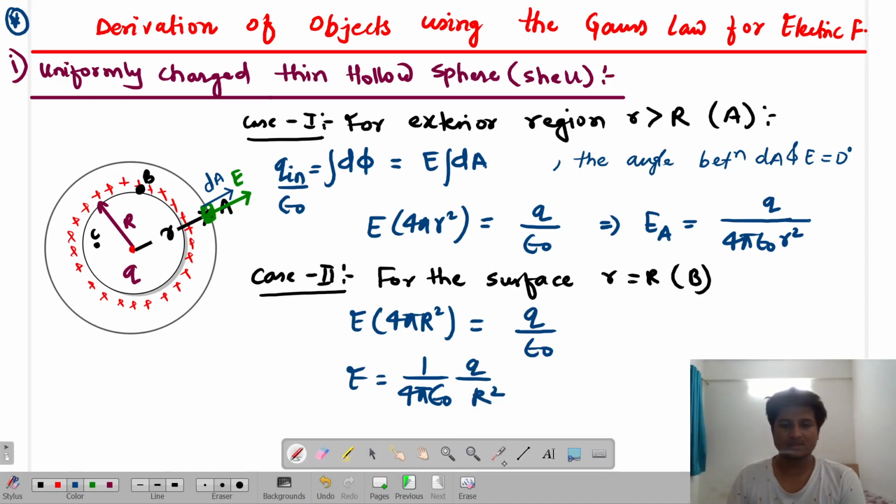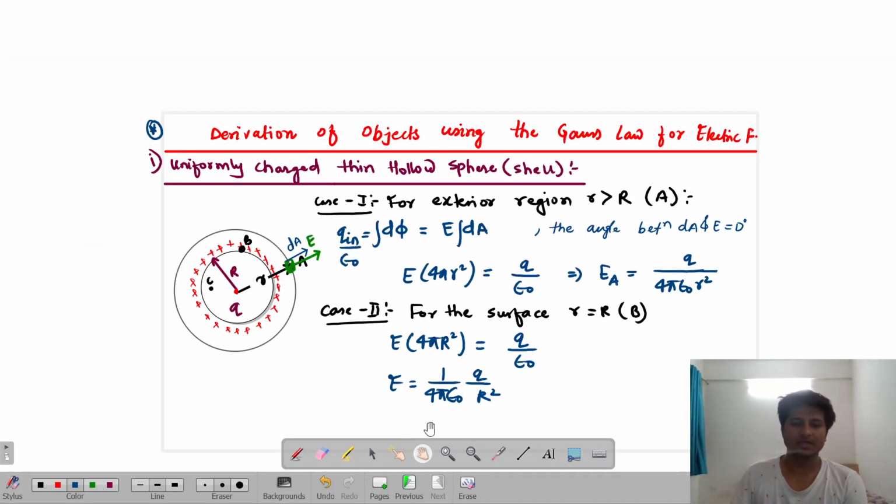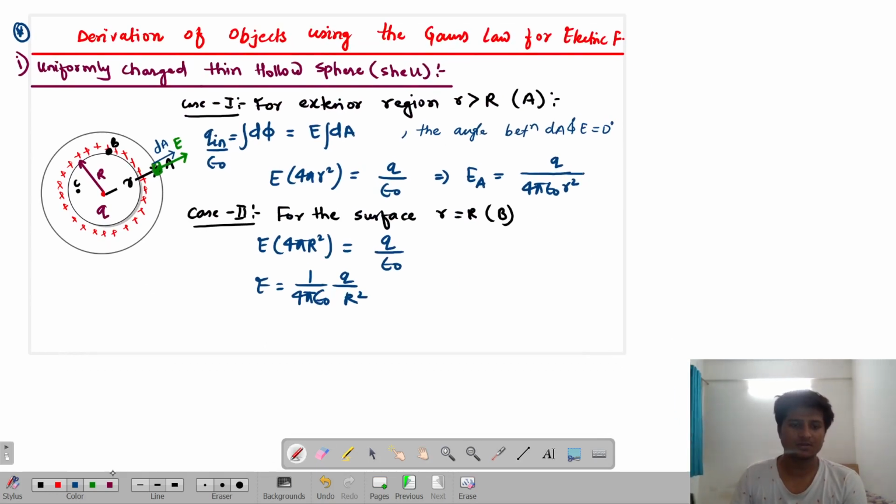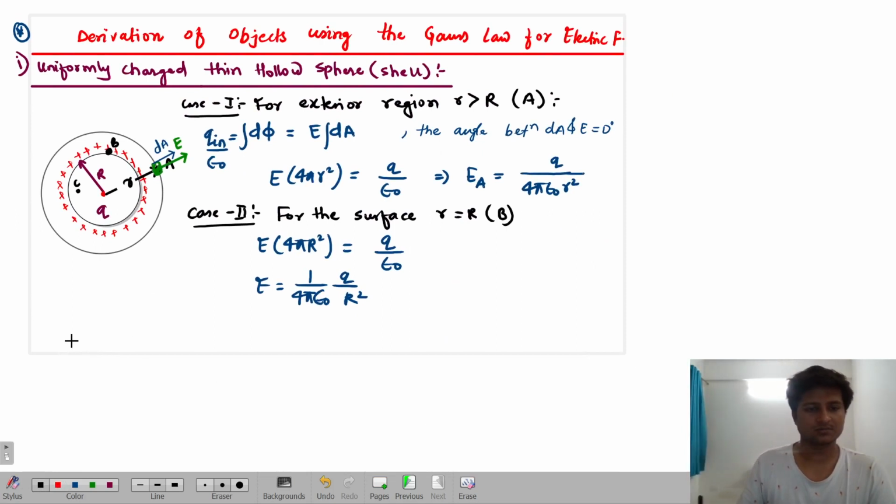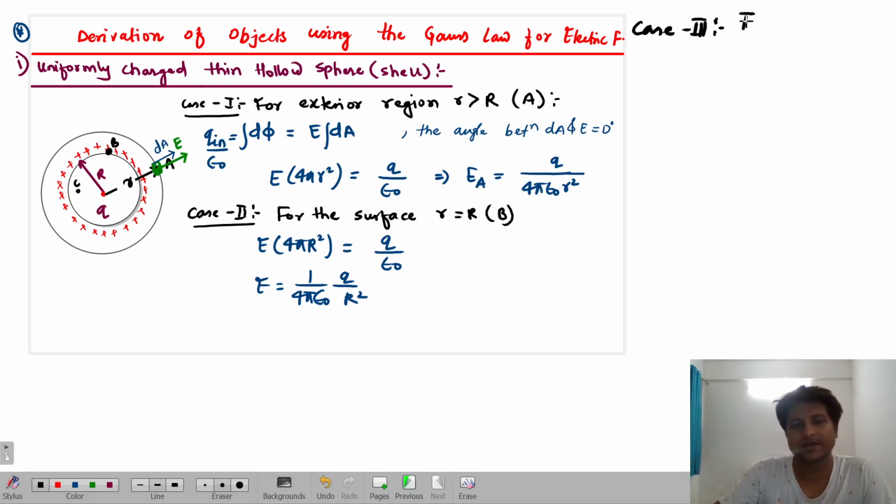But imagine the case of the interior, the inside region. ठीक. Case third, inside the inside region. ठीक है, inside region.